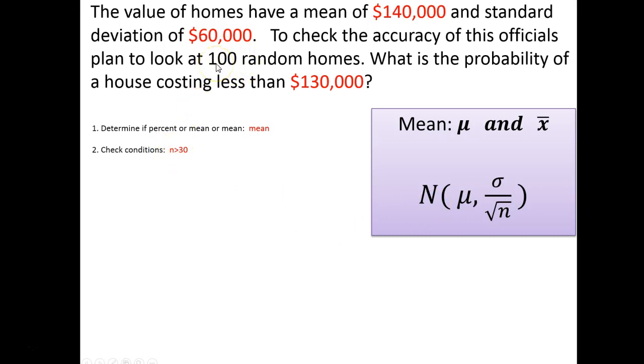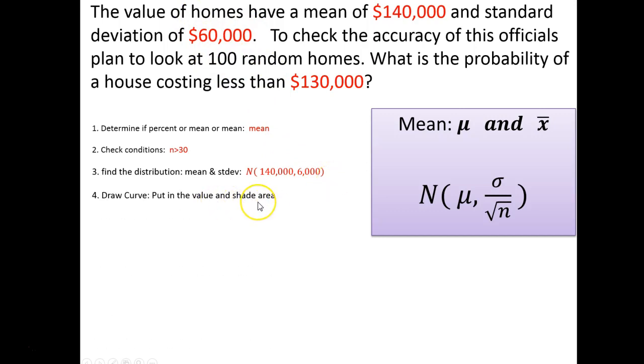It is 100. Next thing, I'm going to find the distribution, that is the mean and the standard deviation. Notice the mean is exactly the same, but look at that standard deviation. It's actually smaller, and the reason it's smaller is because I had to take my original standard deviation of 60,000 and divide it by the square root of n. If you take 60,000 and divide it by the square root of 100, that is by 10, you get 6,000. So I have a new standard deviation.